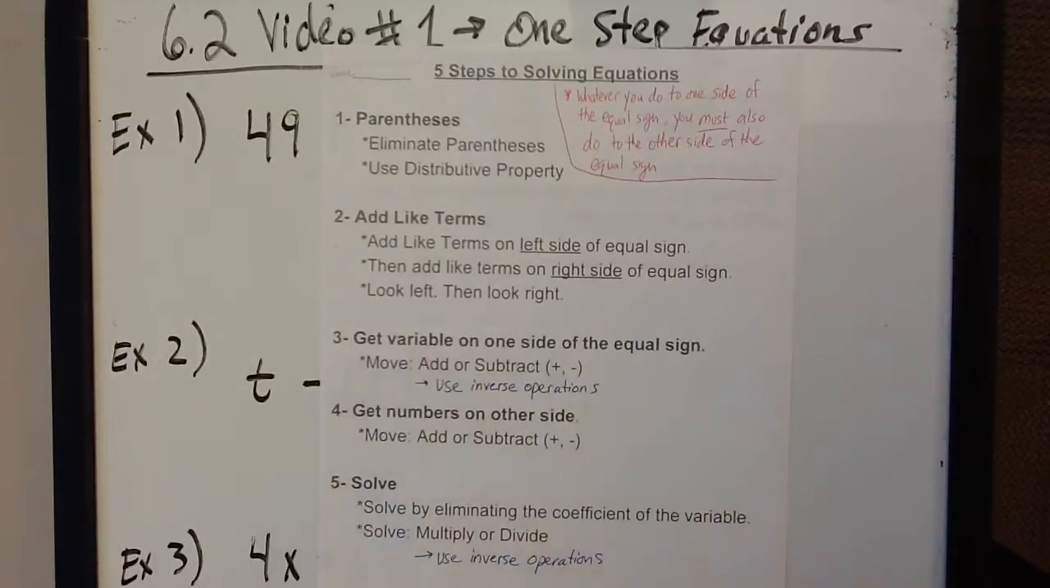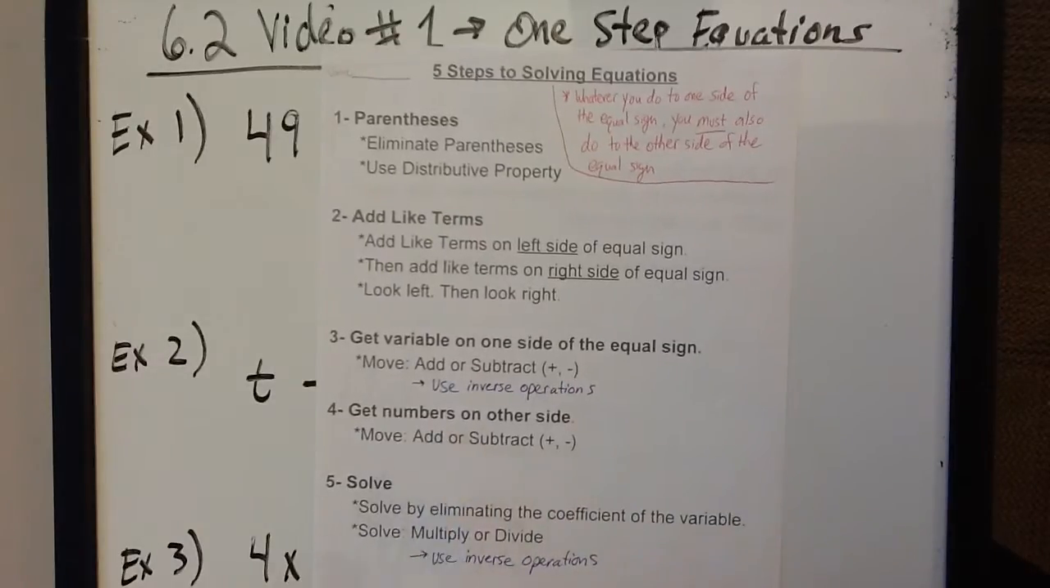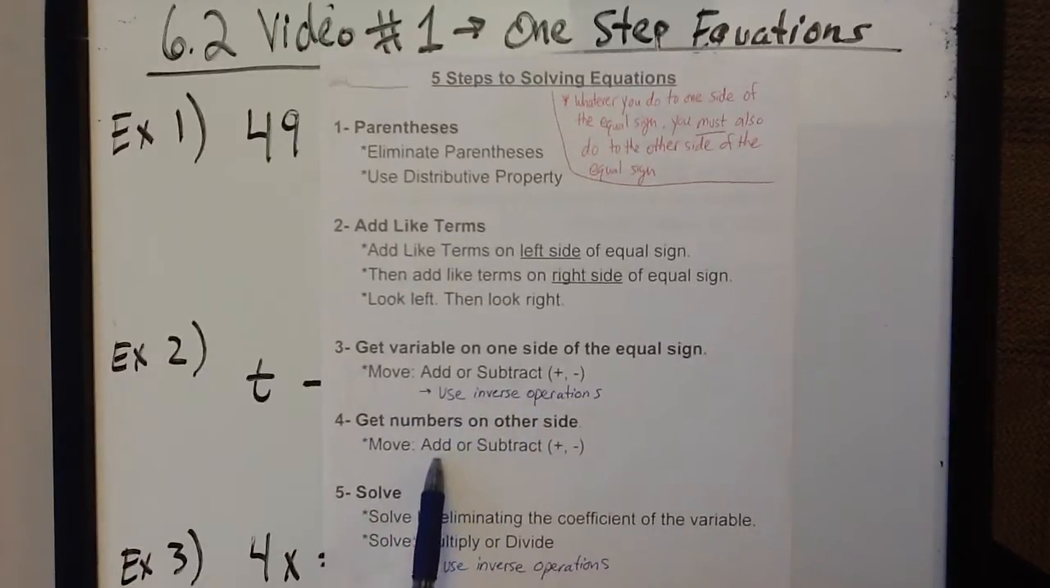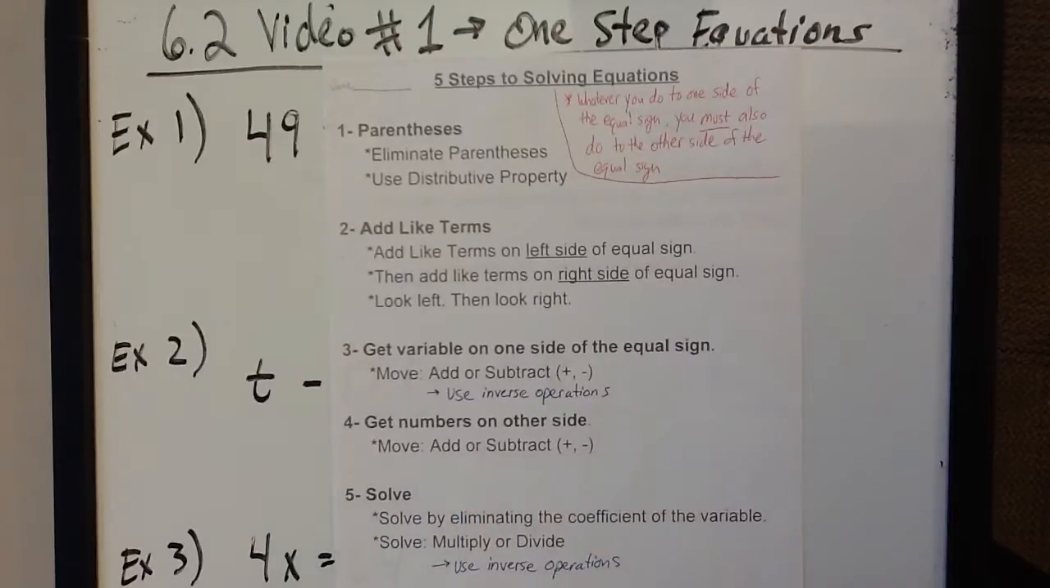So after you have your variables on one side of the equal sign, step 4, get the numbers on the other side of the equal sign. So if my variable is on the left, I want all my numbers on the right. If my variable is on the right, I want all my numbers on the left. Same thing, to move, I add or subtract. If I want to move my variables, I add or subtract them by using the inverse operation. If I want to move my numbers, I add or subtract them by using the inverse operation.